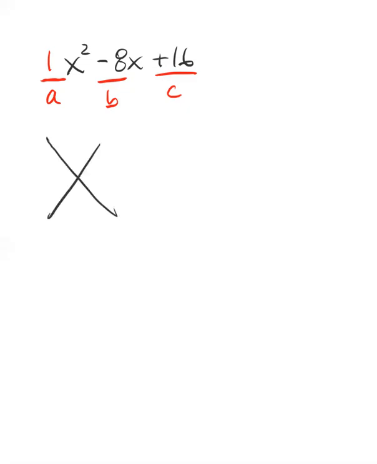I'm going to go ahead and draw my x instead of the diamond. Remember, up here is multiplication, this is A times C. A is 1, C is 16, so this is 16. B goes down here, and I just copy it down. It's negative 8.